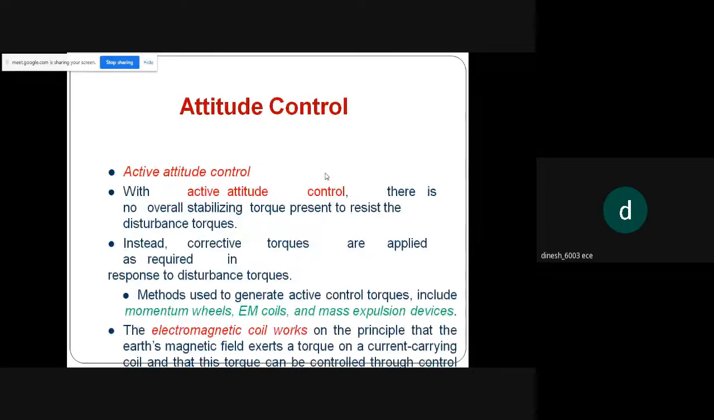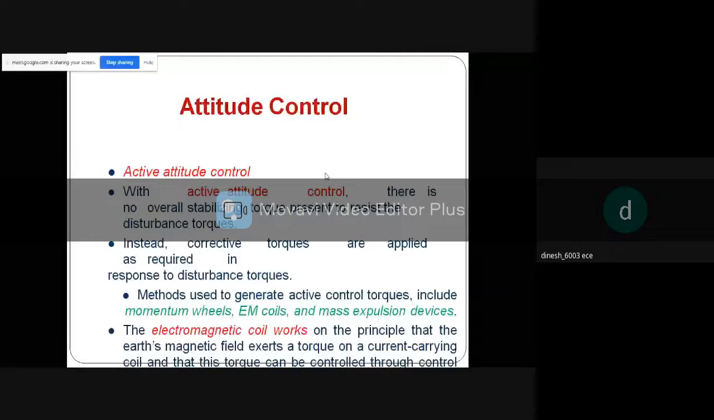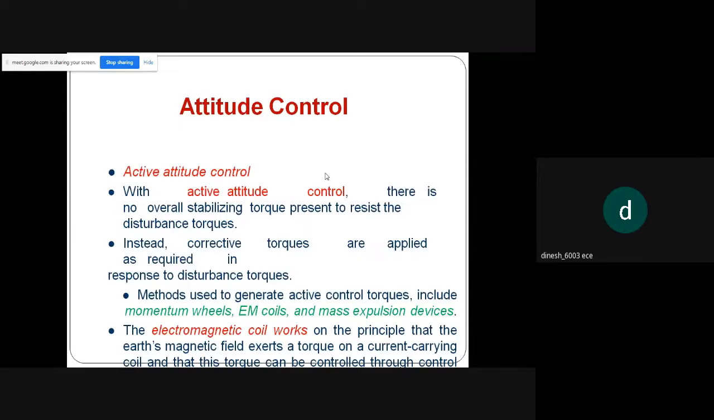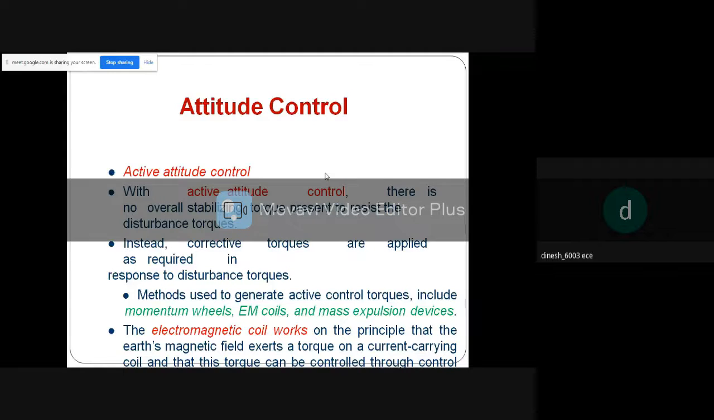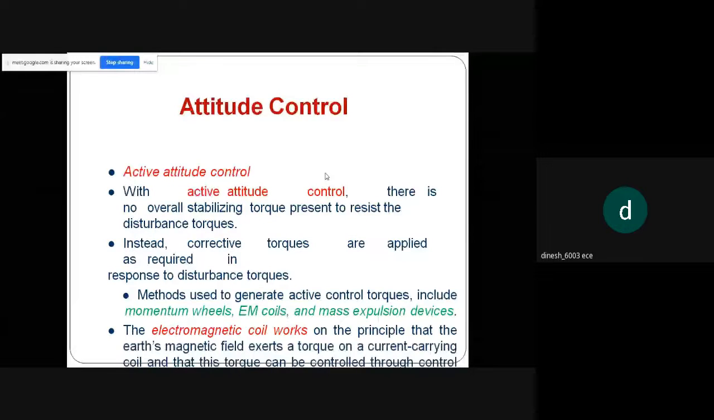Coming to active attitude control, there is no overall stabilizing torque. We don't have any overall stabilizing torque to resist the disturbance torques. Instead, corrective torques are applied as required in response to disturbance torques. For example, a plus 2 degree deviation is there in your satellite. If the satellite is unable to solve that plus 2 degree itself, there are some methods to solve that, which use active attitude control torques.